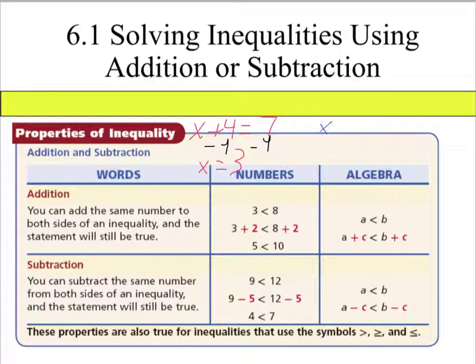If I gave you x plus 4 is greater than 7, well, I would subtract 4 on both sides, and I would just have x is greater than 3. They're the exact same thing. You got to think of that inequality sign just like an equal sign. Treat it the exact same way. If you do that, you will do it correctly. Okay? Okay.